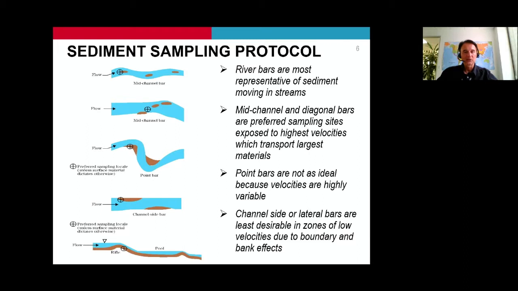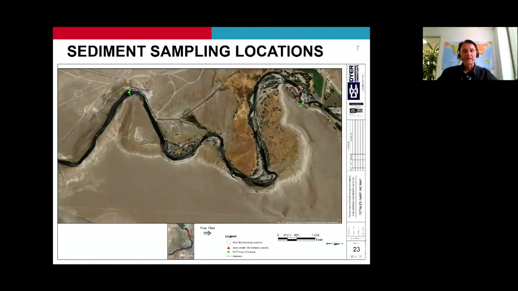Typically, mid-channel and diagonal bars are preferred sampling sites, exposed to highest velocities, which typically transport largest materials. Point bars are not as ideal because velocities are highly variable there, and side bars are the least desirable locations, in zones of low velocity due to boundary effects. The sampling sites were selected away from zones of active bank erosion, as the material deposited in the channel near the eroding areas may not be representative of the sediment reaches.